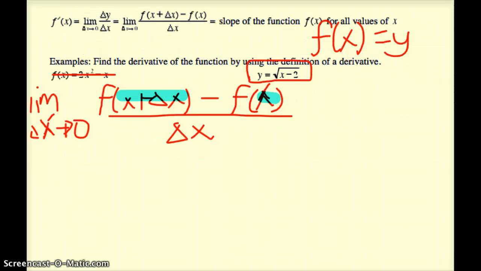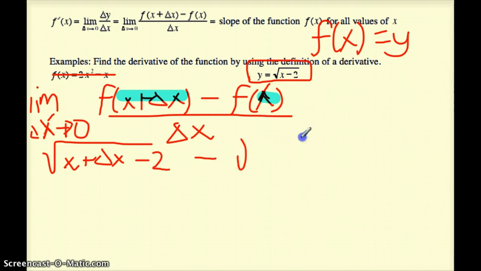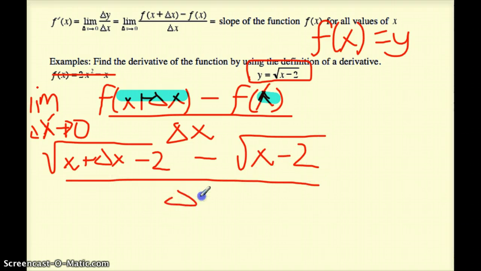So our first thing is to plug into the f of x plus delta x. So I'm going to get f, oops, my mistake. So what I'm going to get instead is radical, but instead of this x, I'm going to plug in x plus delta x. Then it tells me minus 2. Then I'm going to subtract f of x, which is just radical x minus 2, divided by delta x. Okay?